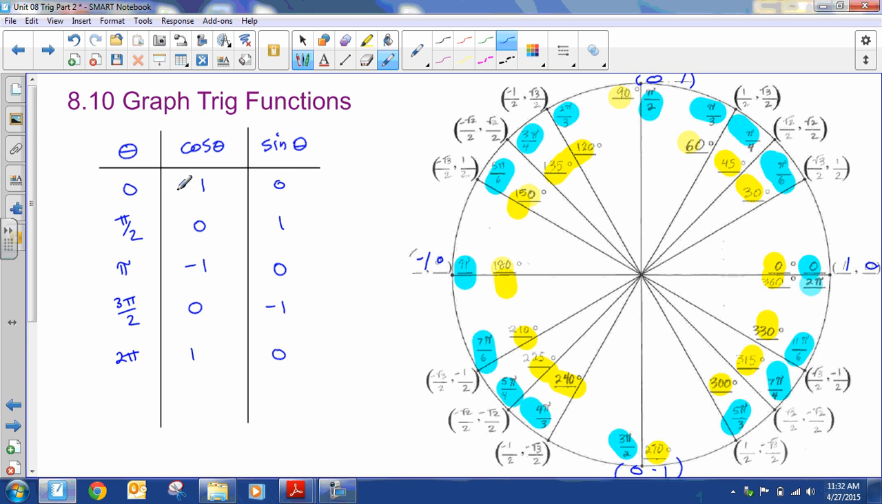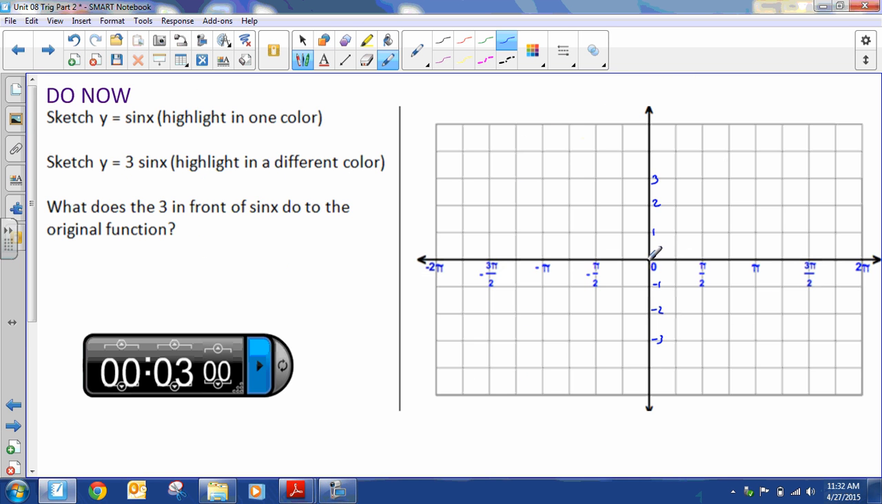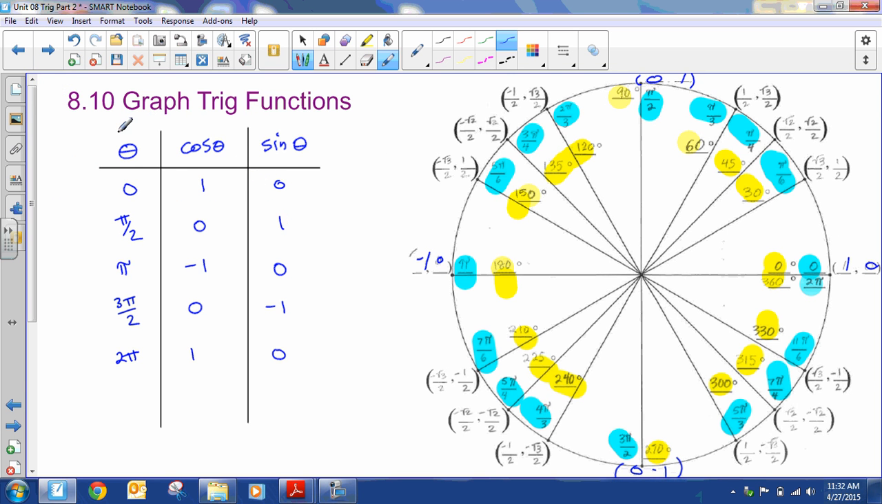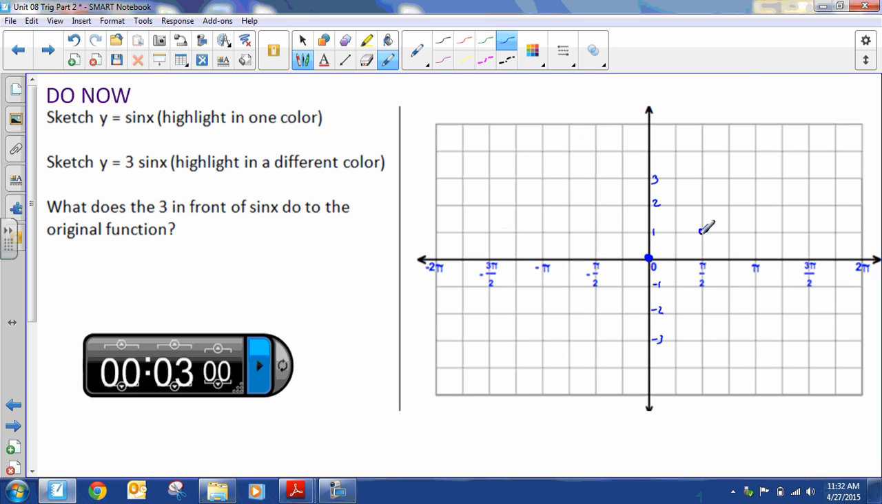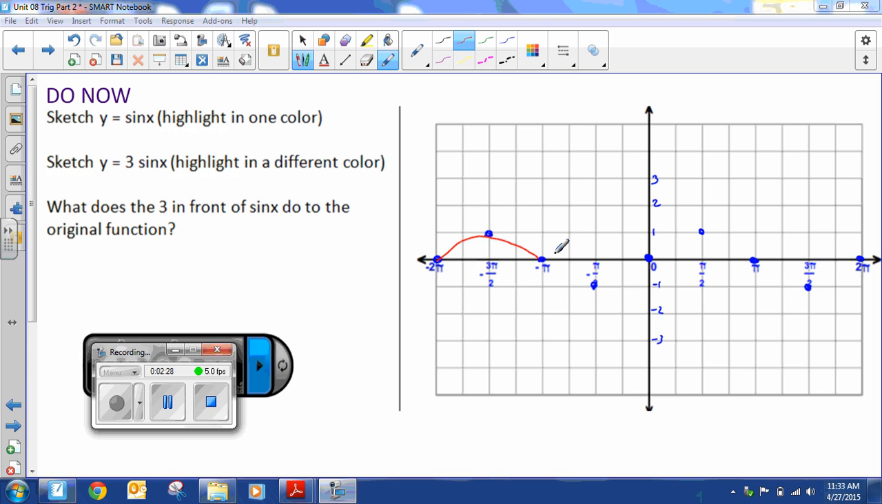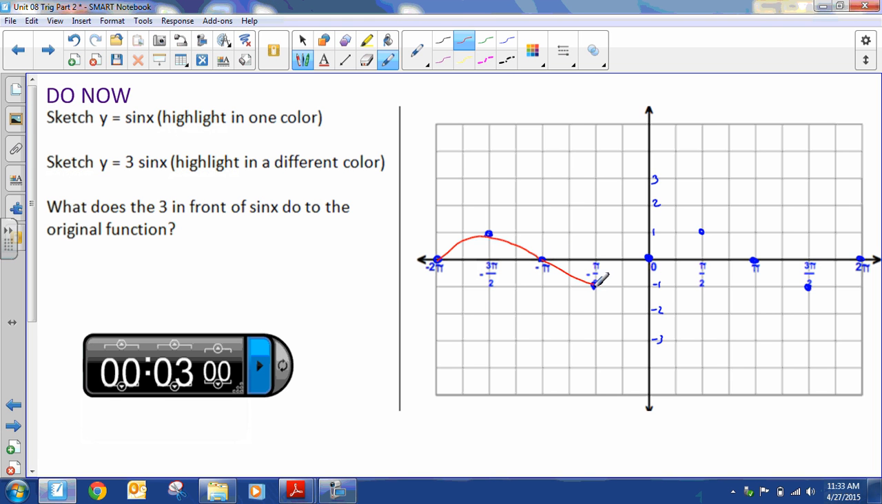Sine of 0 is 0. There's a point right there. Sine of pi/2 is 1. Sine of pi is 0. Sine of 3 pi/2 is -1. And sine of 2 pi is 0 again. Okay, and here I'm connecting all these key points with a smooth curve. Think of it like a roller coaster. We want it to be smooth, not very jerky.